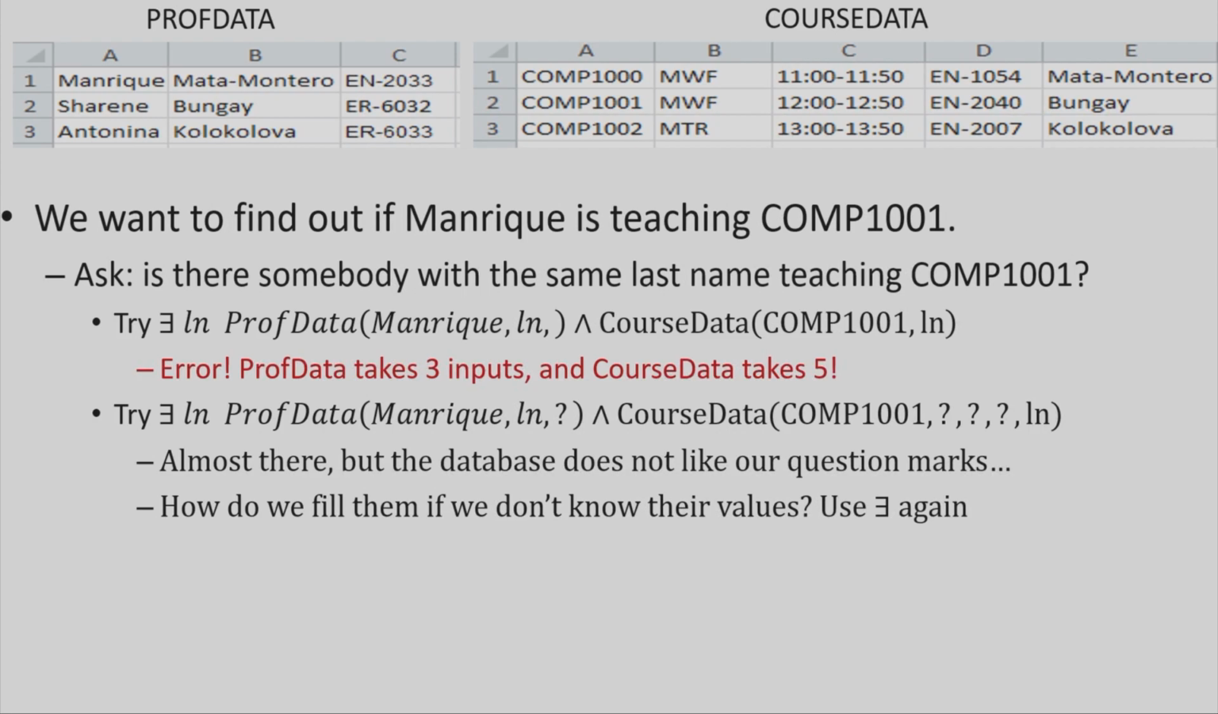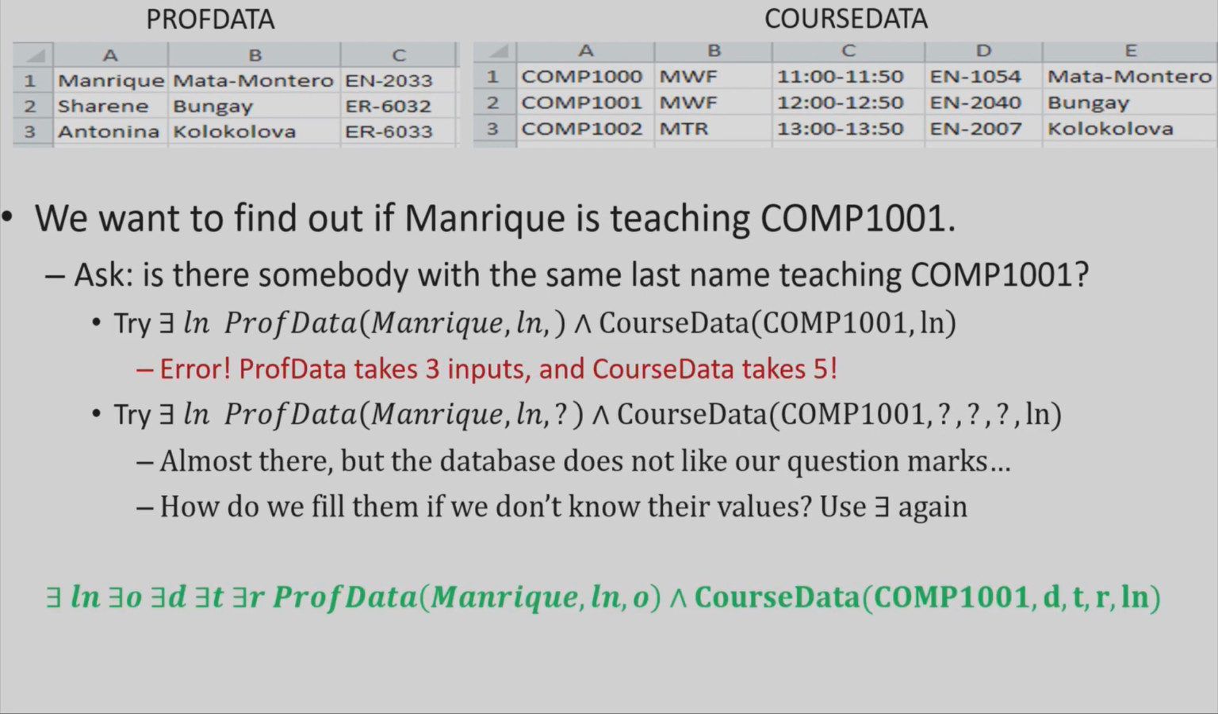Even if we put some kind of placeholders, it's not enough because it's a question mark, but question mark is not the same as Monday, Wednesday, Friday. So if we query the database with this, it would just say no. Well, there is nothing with question marks in those places.